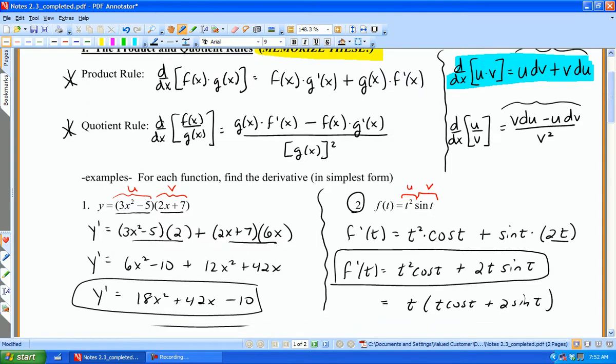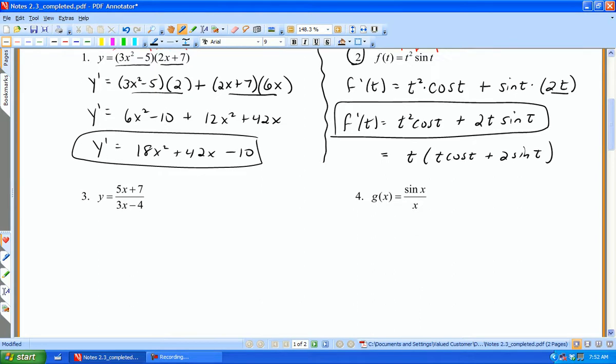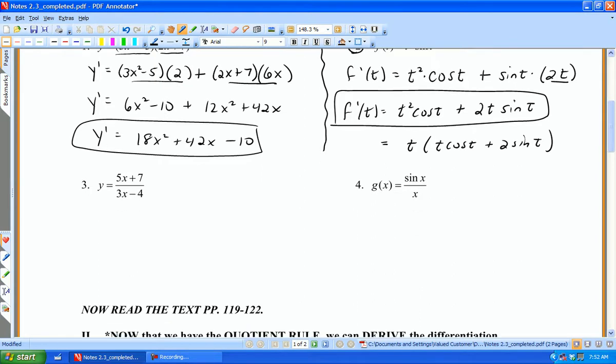All right, let's try a couple of quotient rule problems. Okay, so in the quotient rule, the numerator I'm going to call u, and the denominator I'm going to call v. So you have your quotient rule in front of you. If you want to give this a try on your own, just following the quotient rule, then pause the video and try it on your own. And then you can check with my solution.